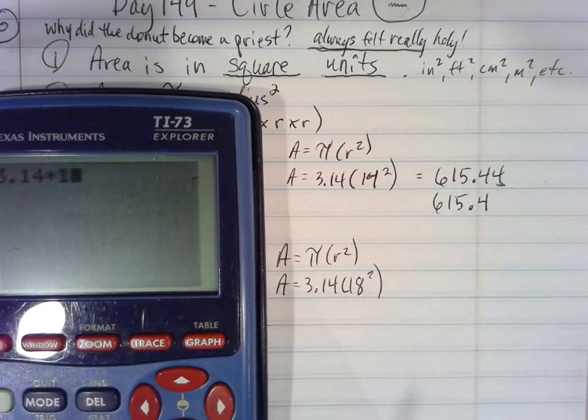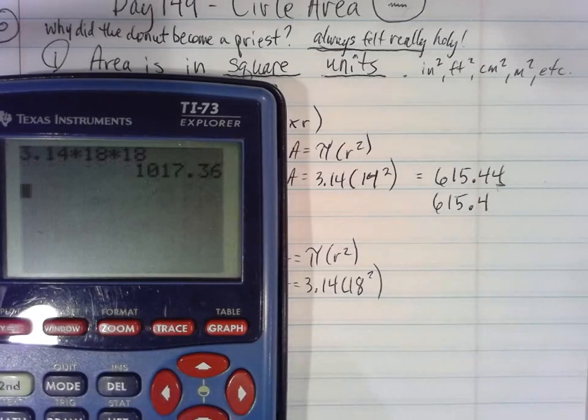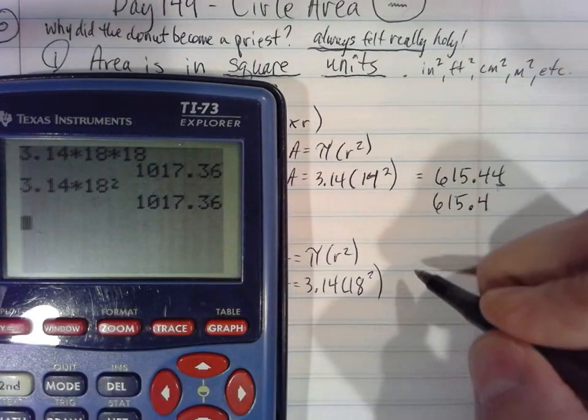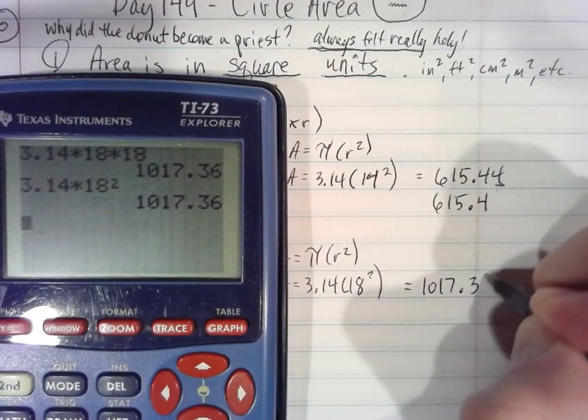3.14 times 18 times 18. This time I'm going to do it like I don't have a squared button. Okay, so 3.14 times 18 times 18, or you could do 3.14 times 18 squared if you do have the squared button. Either way, you can see it's the same, and that is an area of 1017 and 36 hundredths.